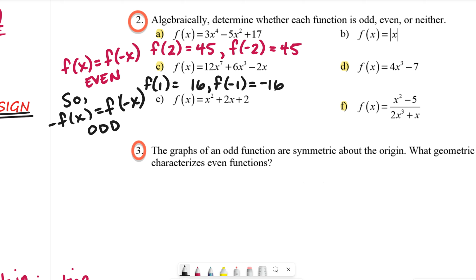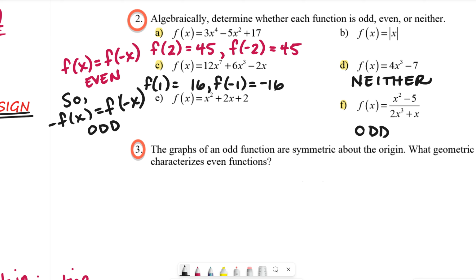So we just continue doing that and choosing random numbers, and you are able to prove whether it's even or odd.